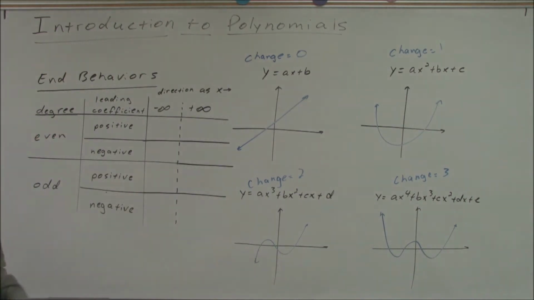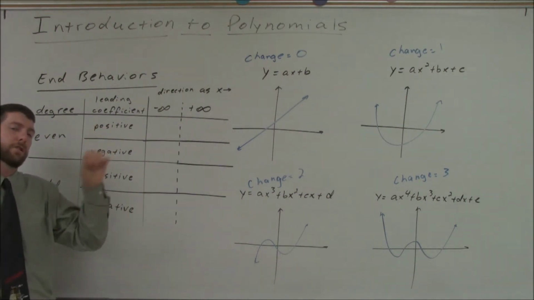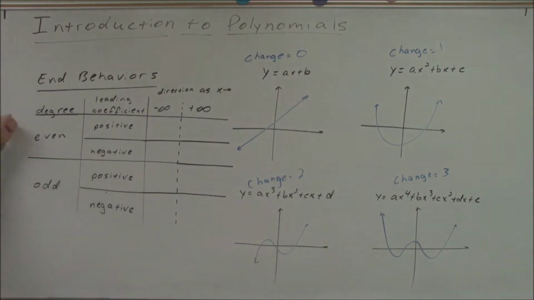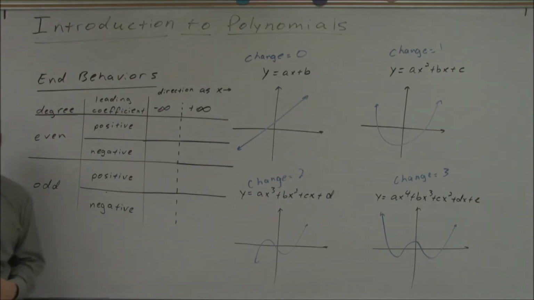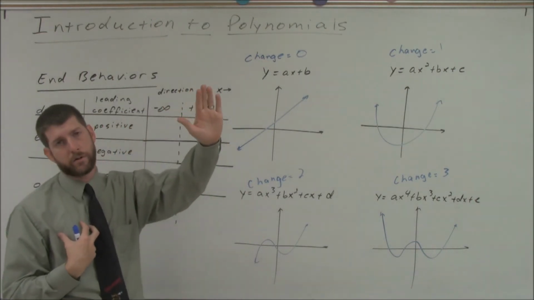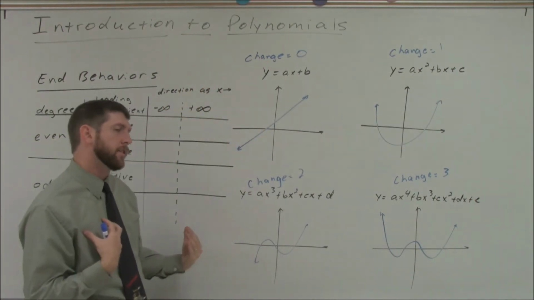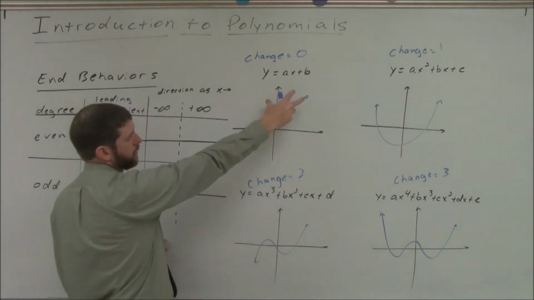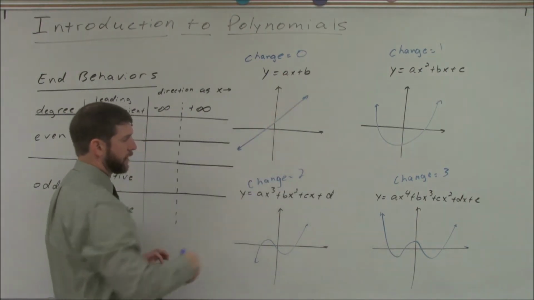That's what's going to tell us, are the ends going to point in the same direction or opposite directions? And that's if those degrees are even or odd. So that's the first thing we look at when we're trying to figure out end behaviors, is the degree, even or odd. From there I look at, are they going to be pointing up or down? Well, we know that every parent function starts as an increasing function. It decreases towards negative infinity, increases towards positive infinity like we have here.